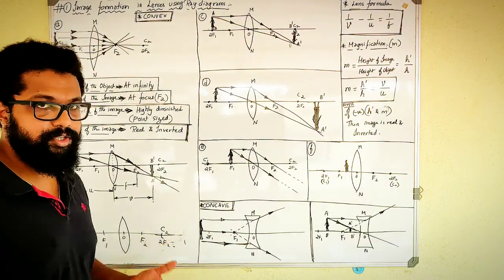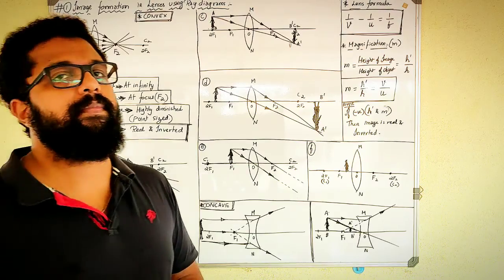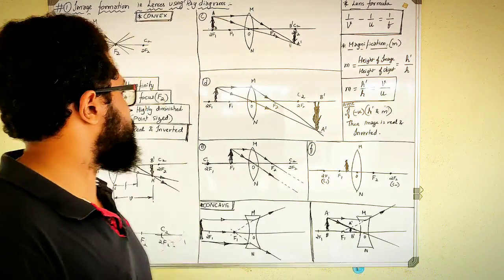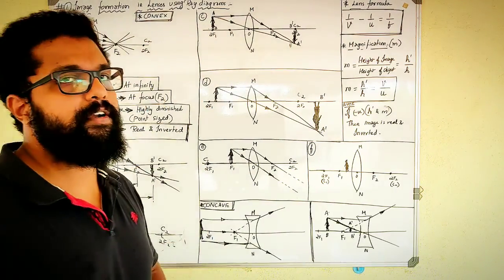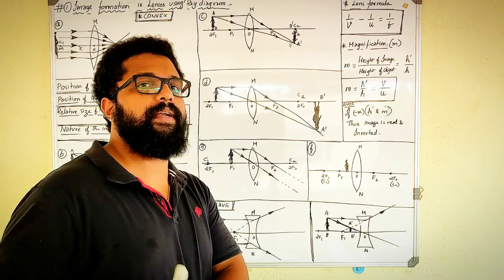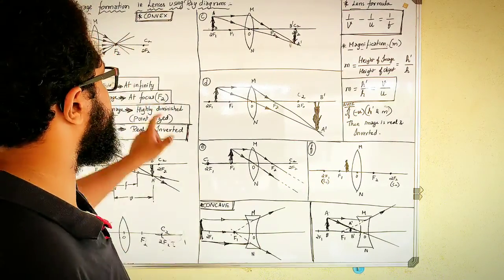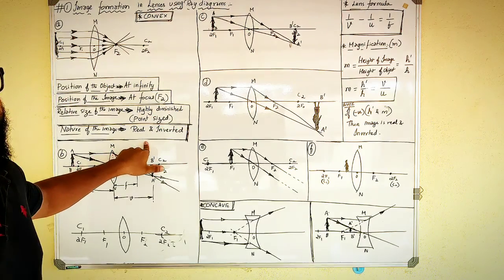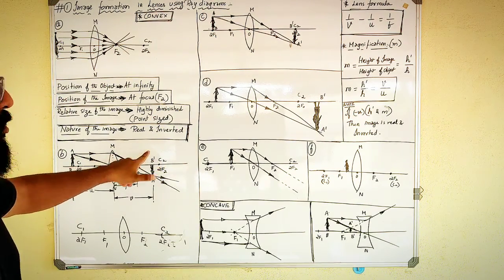Though practically we can say that the image type, or the nature of the image, will not be determined, according to your textbook it is real and inverted. Write it as it is. Okay, so these are the details of my first diagram. I'll move on to the second diagram.